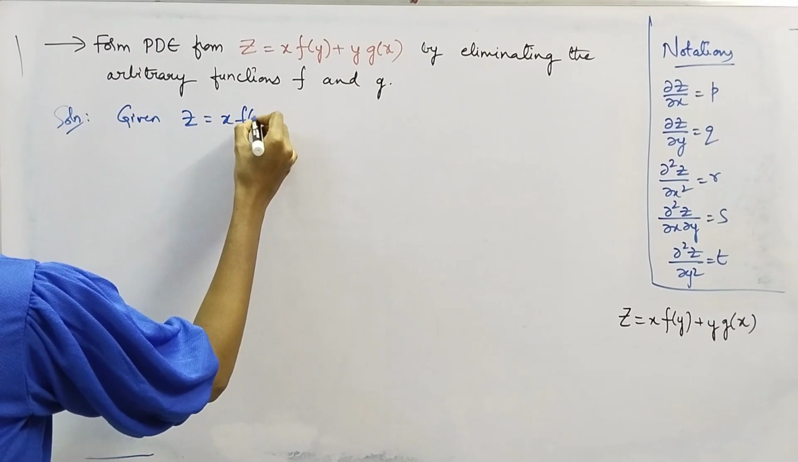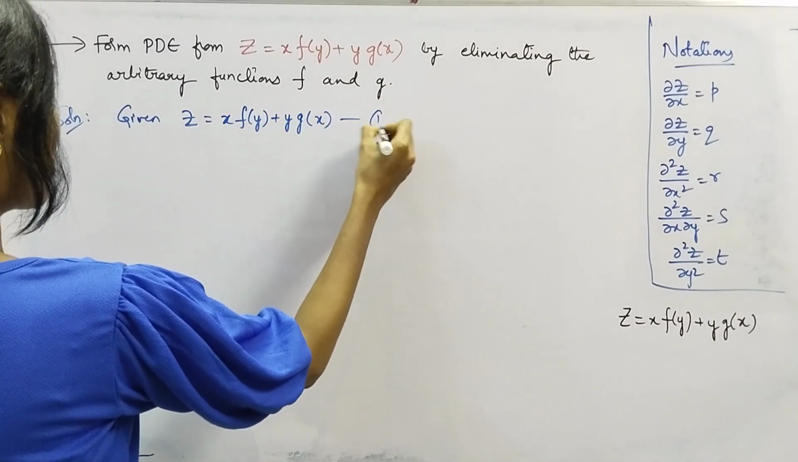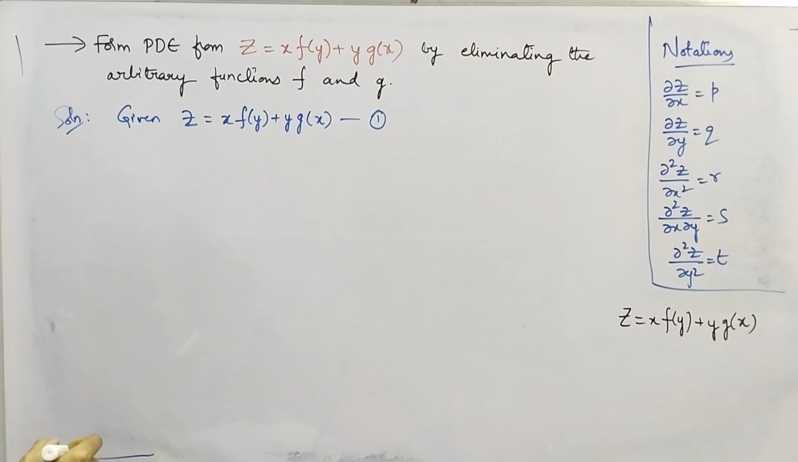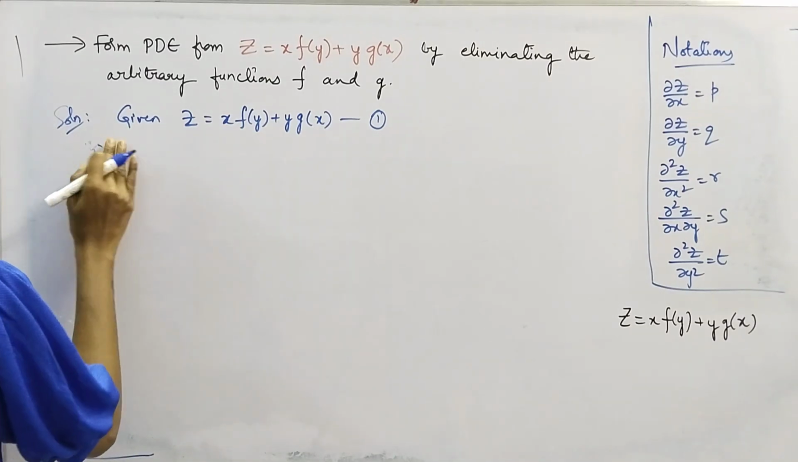Given z equal to x into f of y plus y into g of x. Consider this as equation number 1. Now let's partially differentiate it with respect to x. Just apply dou by dou x on both sides of the equation.